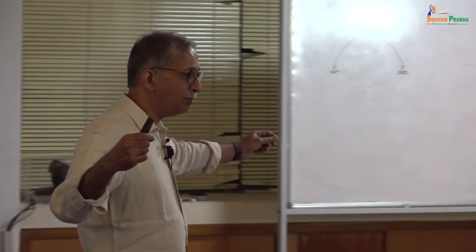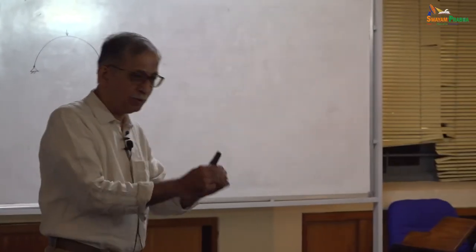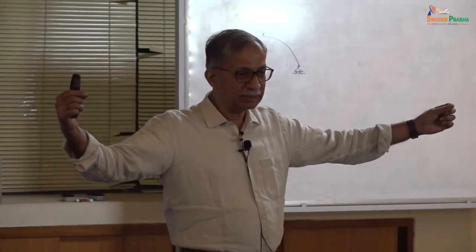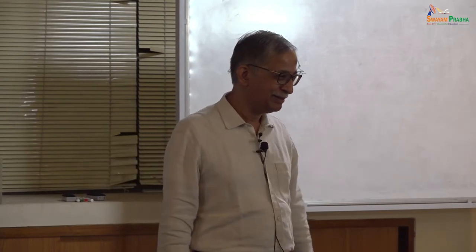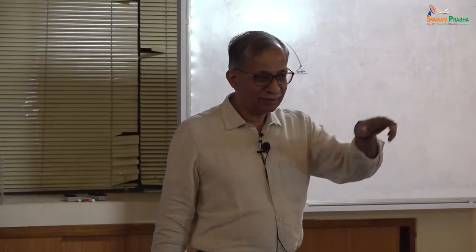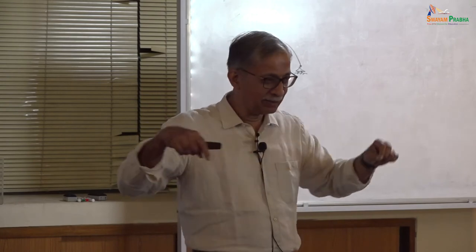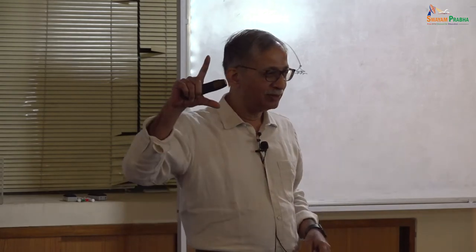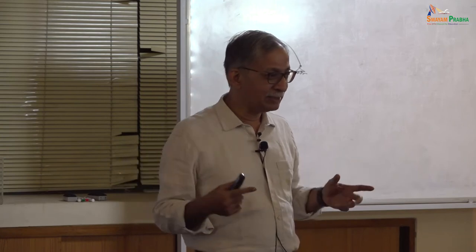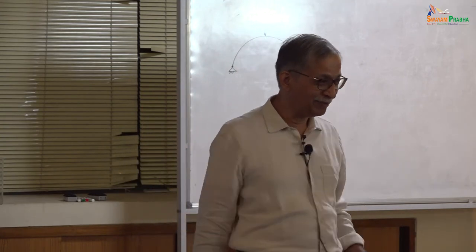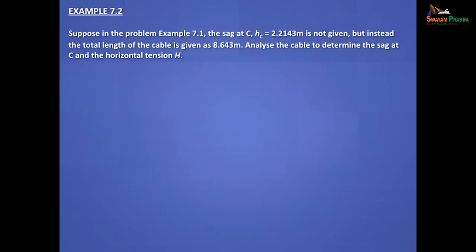So this is a more realistic problem. Let's say you go and buy a clothesline and you tie it. What do you know for sure? Not the sag. You know only the length of the cable. And then you put your hanger, two shirts, you hang them, it takes a shape. And nobody is going to measure this. You won't even know what that difference is. Let's say you're given this information. How will you solve the same problem? It's more realistic. So instead of giving HC, you get the total length of the cable. And now you analyze a cable and find the sag, and you can do this whole exercise.